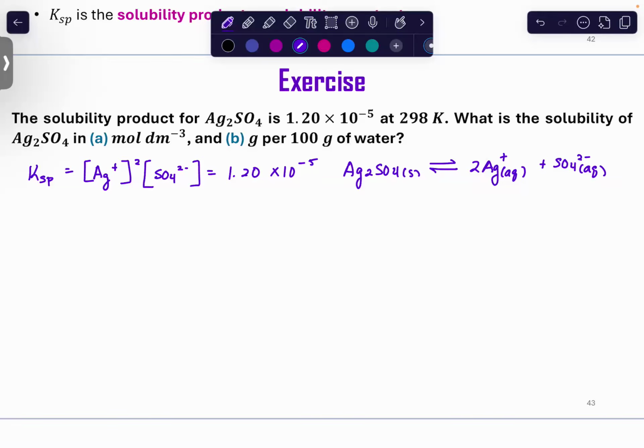So when we're looking at this, we can say that 1 mole of our silver sulfate is going to end up giving 1 mole of our sulfate. So that concentration will be our solubility. And then 1 mole of silver sulfate gives 2 moles of silver. So that's going to give us 2 times our solubility. Does this make sense to you?